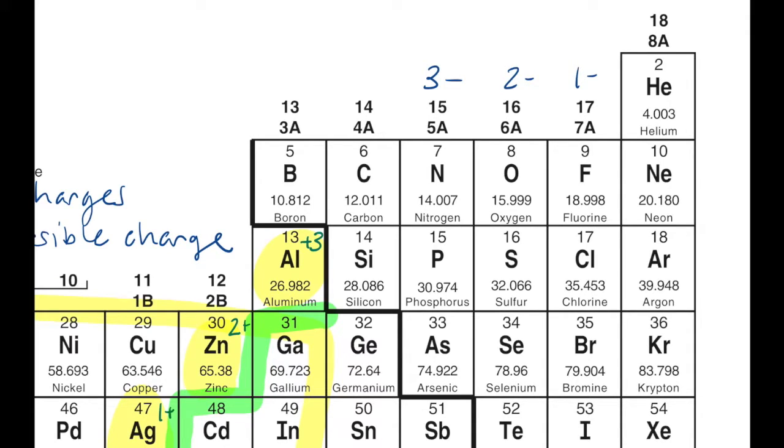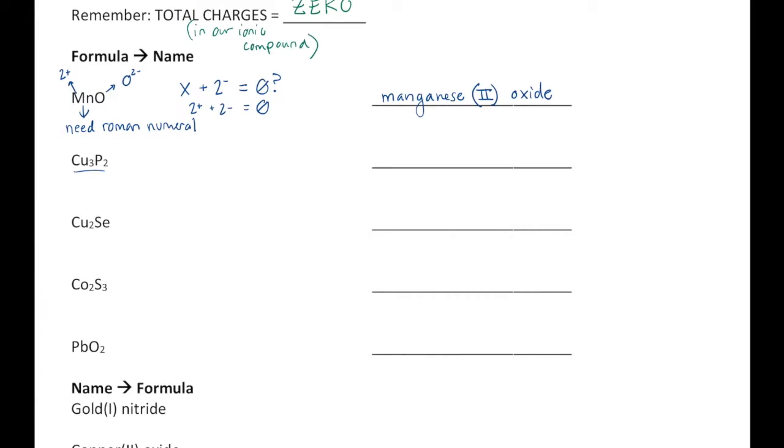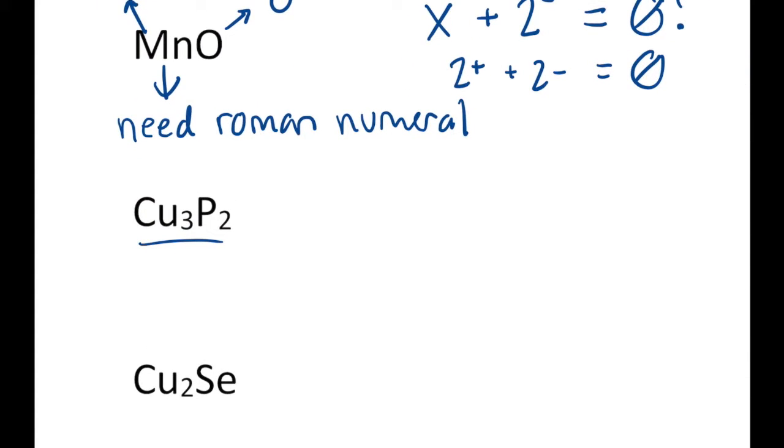These are really easy shortcuts. We have 1- from 7A, 2- from 6A, 3- from 5A. So we look at phosphorus, we can see that we have a 3- charge. We have two of those 3- charges. So if you have two 3- charges, think about what that adds up to. That's going to add up to an overall 6- charge.